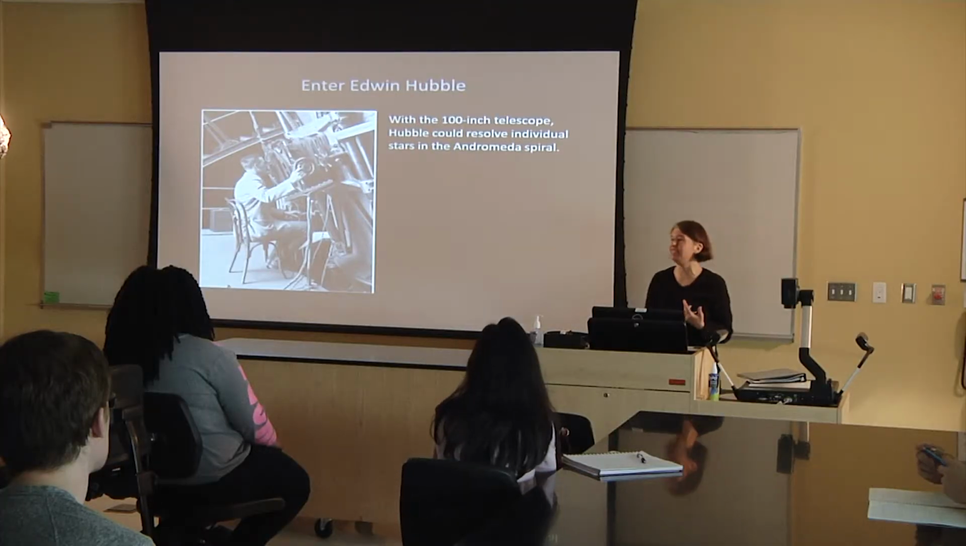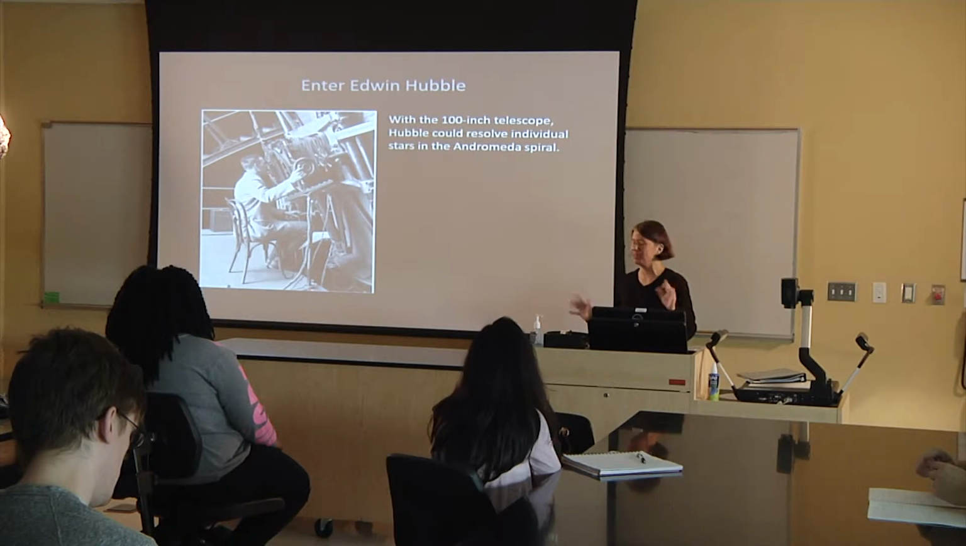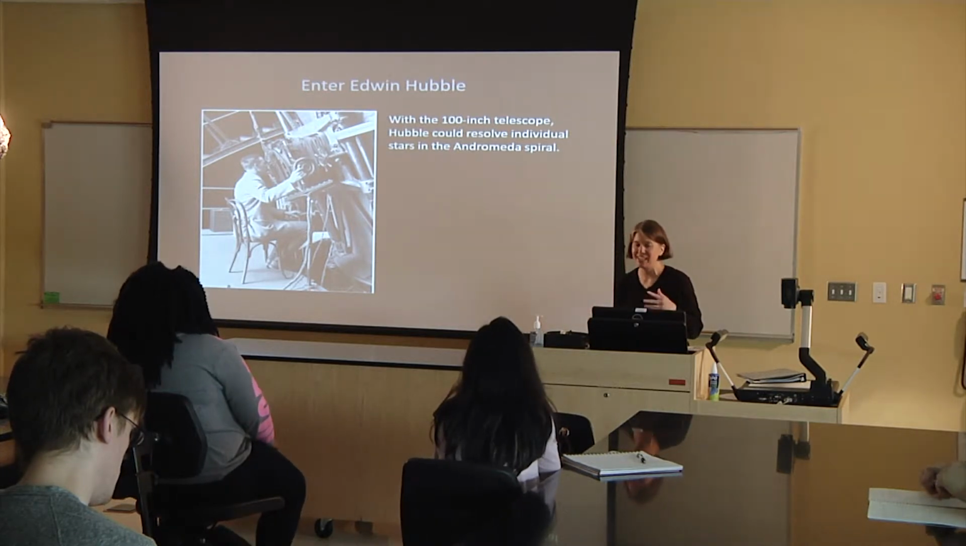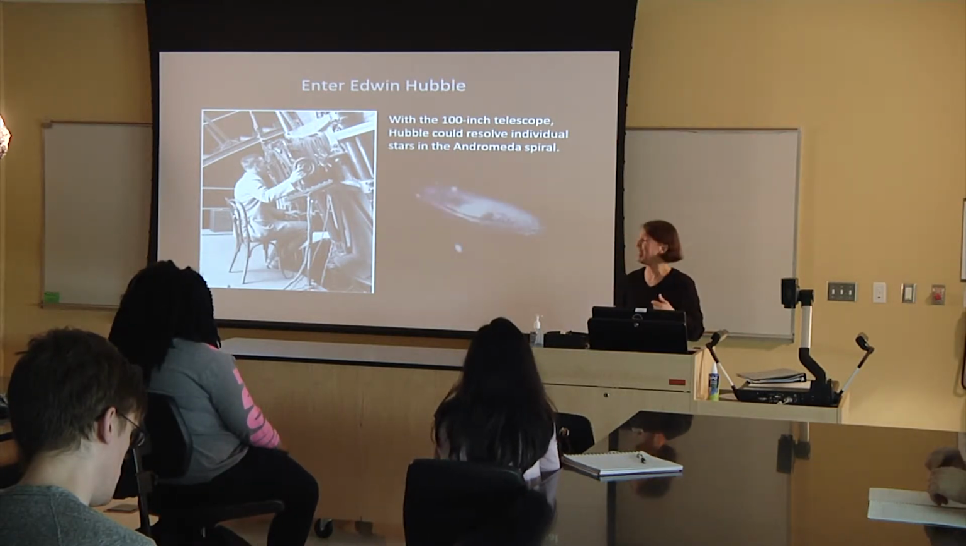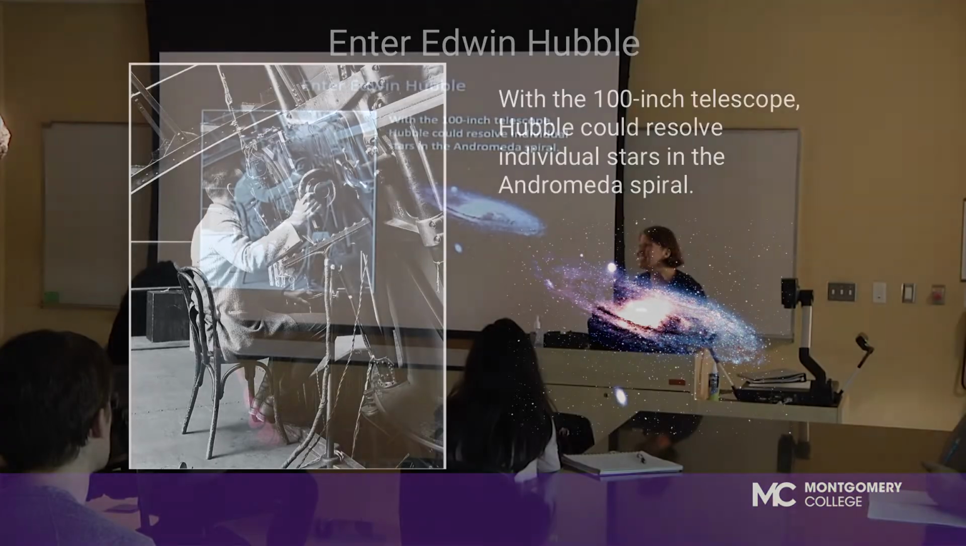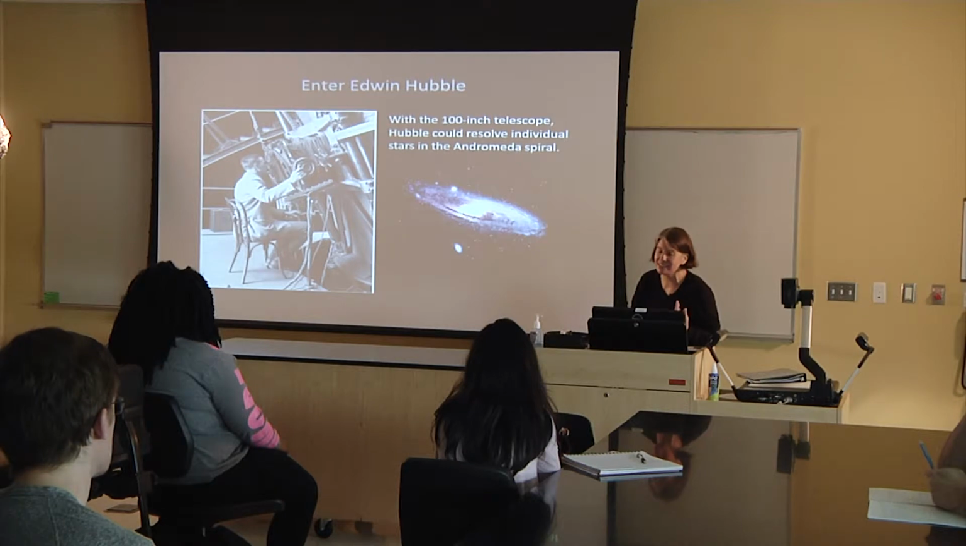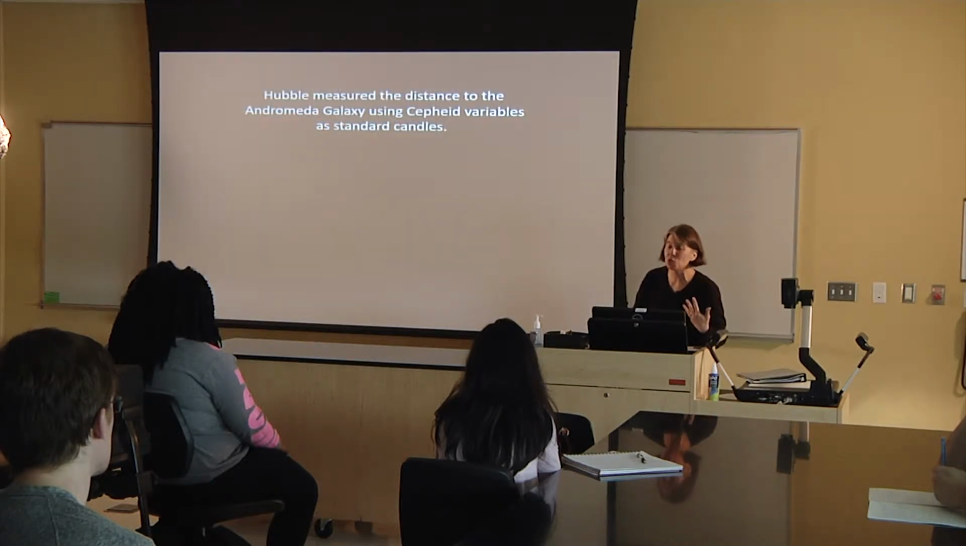With this telescope, finally, Hubble could resolve individual stars in the Andromeda spiral. We're calling it the Andromeda spiral because we don't know that it's a galaxy quite yet. So he's looking at this galaxy. Of course, that's not the image he took. This is an actual Hubble Telescope image. But he can see stars in it. And if he can see stars in the Andromeda galaxy, he can see Cepheid variables. And if he can see Cepheid variable stars, he can get the distance, right? He can get the distance to this galaxy. And that's what he did.